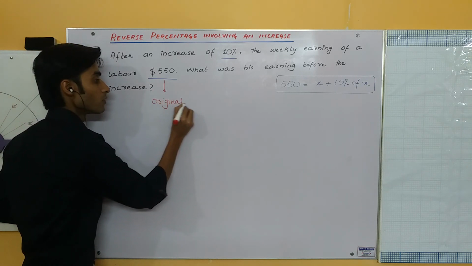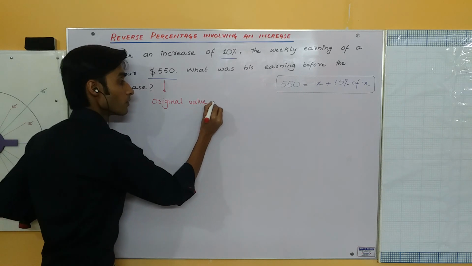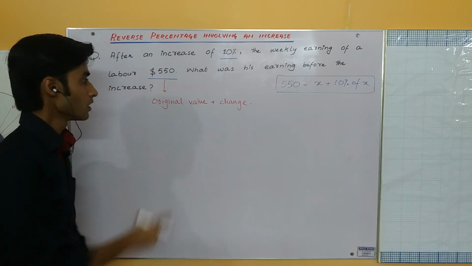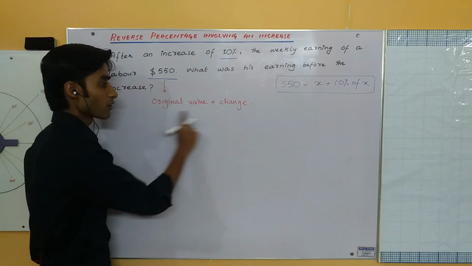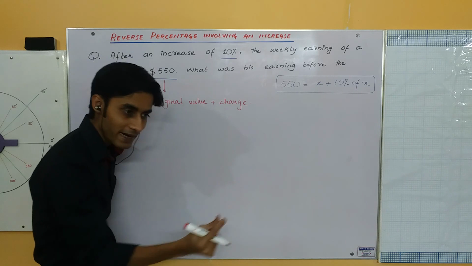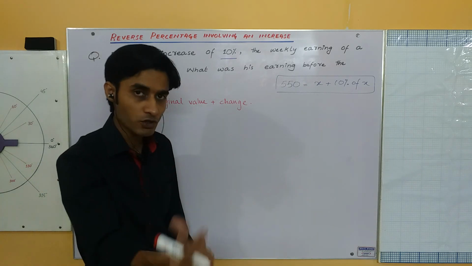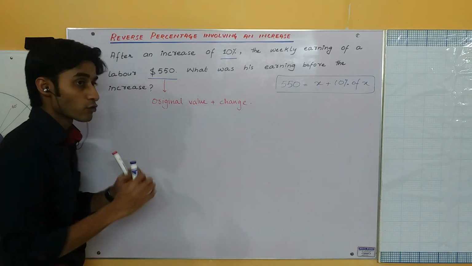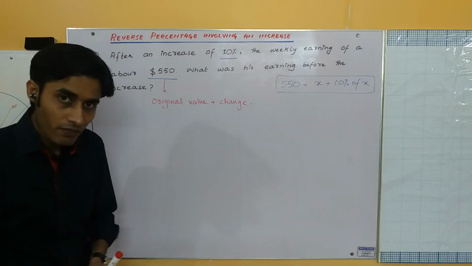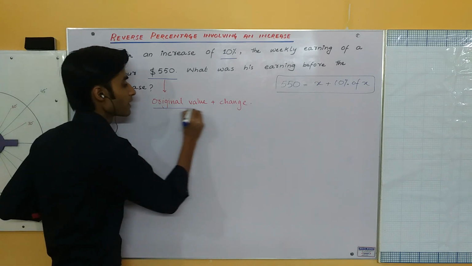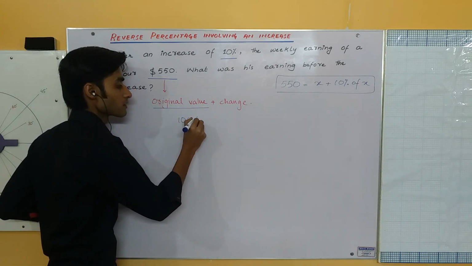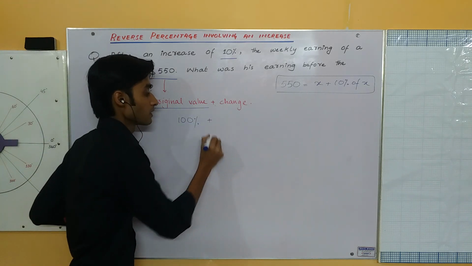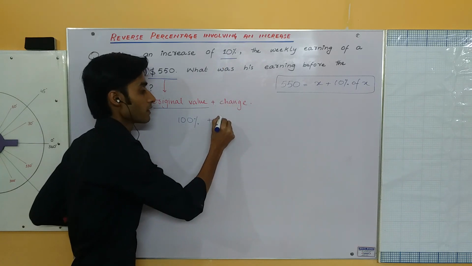the original value plus the change. This 550 includes two things, the original value and the value that has been added to it, the change in the value that has occurred. I do not know what that original value was, but one thing I know, that original value was 100%. The original value is always 100%. Plus, how much change has occurred?